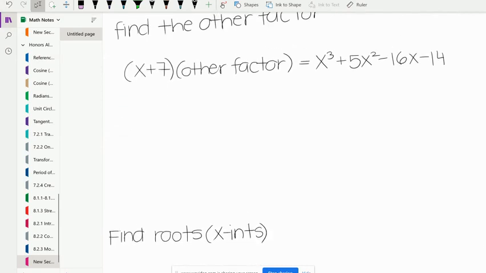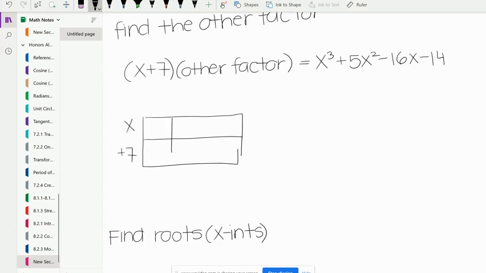So I'm going to go ahead and use the area model. To set it up, we would have our box. We know it's a 2 by 3 because the x plus 7 is 2 terms, and then because it's a third degree answer, we make 3. So we know that it's going to end up being x cubed plus 5x squared minus 16x minus 14, but we need to find that top part. We already know that this box has to be x cubed. So x times what is x cubed? That would be x squared.